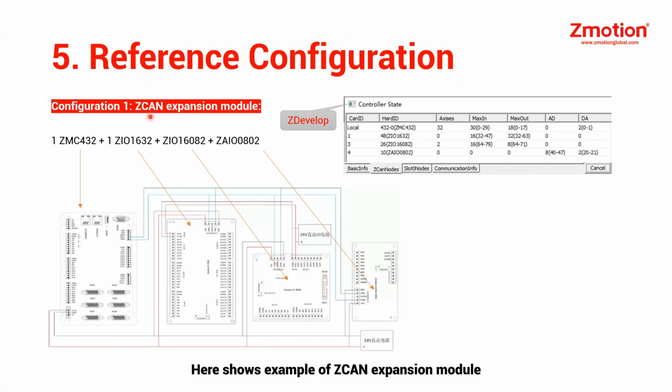Here shows an example of ZCAN expansion module. 1 motion controller ZMC for 3.2 and 3 expansion modules. At first, do wiring for them. It can be seen there are 2 powers, main power and I/O power. All CAN L are connected. All CAN H are connected. Then, set the DIP switch correctly.